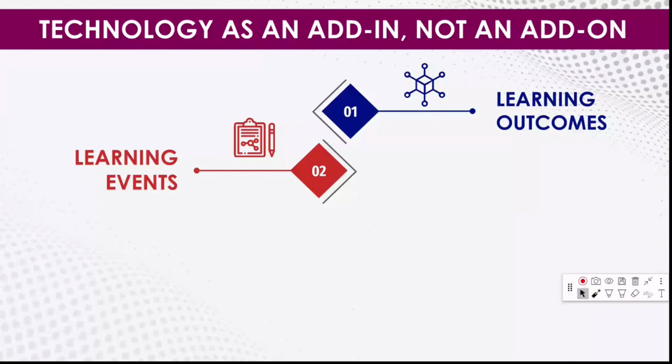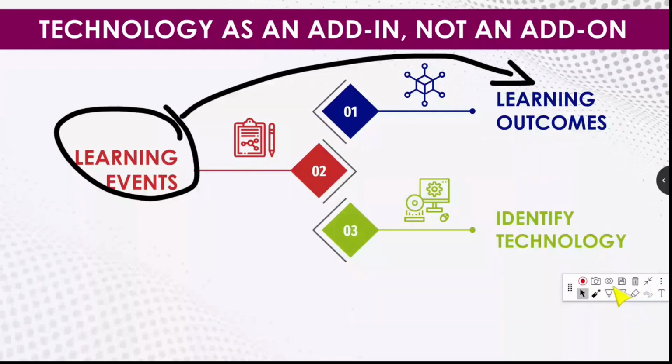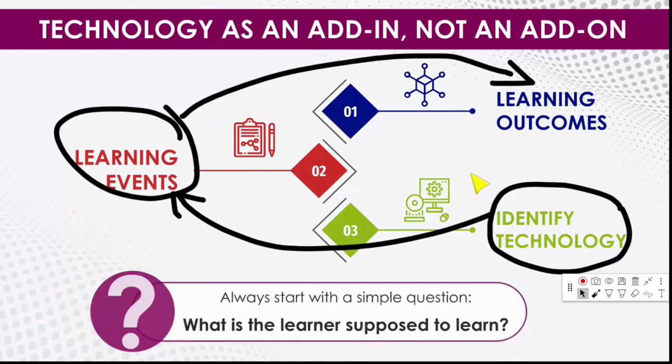So bear with me: learning outcomes, and then we ask ourselves, what learning events will help me to reach these learning outcomes? And then I ask myself, what technology can I use to enhance the learning events? So it's the same principle as we saw in the previous one, just took out that last one. Again, maybe visually this makes more sense to you. Step 1, outcomes. Step 2, learning events. Step 3, technology.